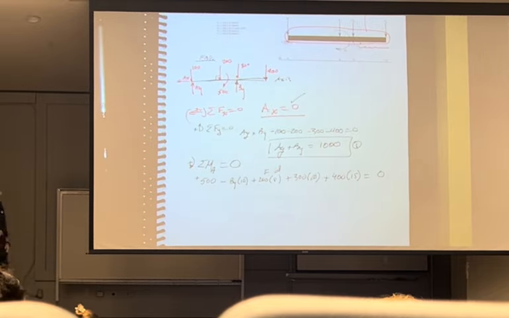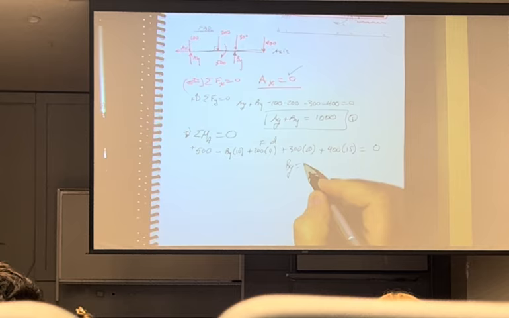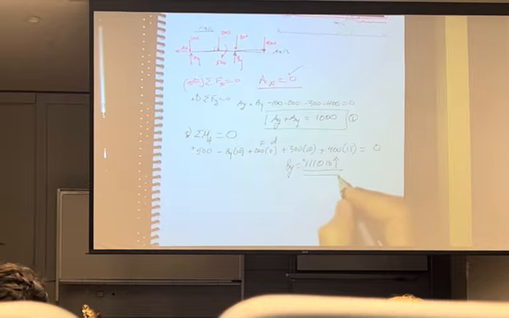Oh, look at that. You wrote a moment equation, what came out right away? BY. That's beautiful. 1110. It's a positive, so I'm a genius. Upward is correct.